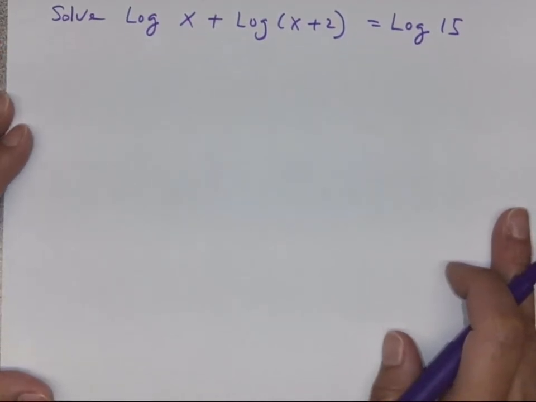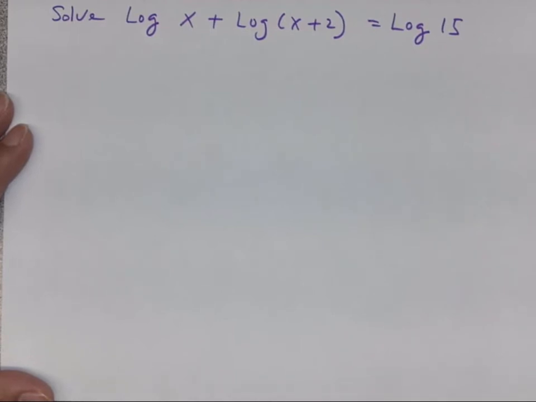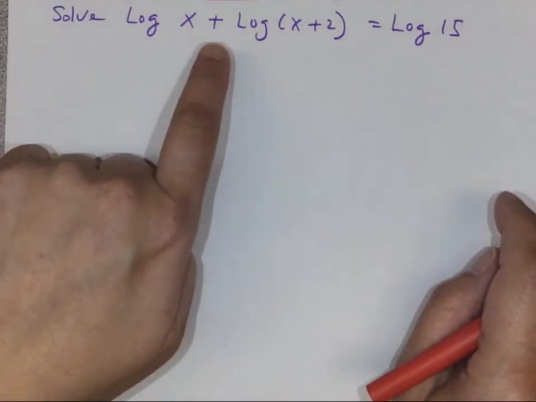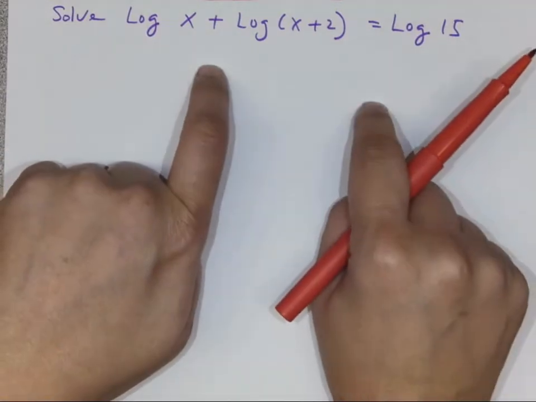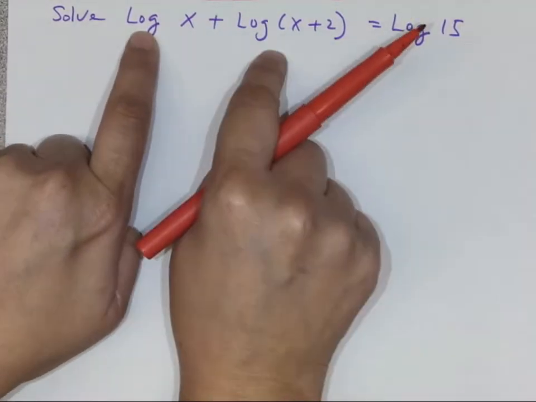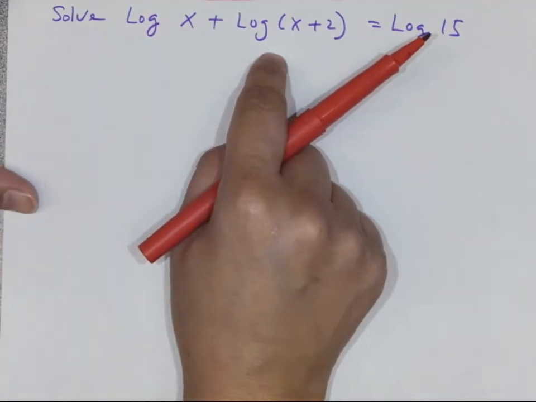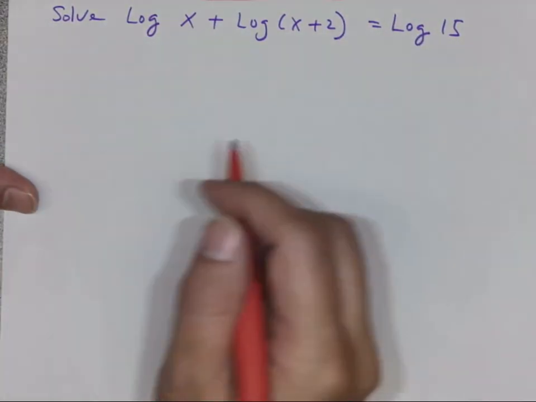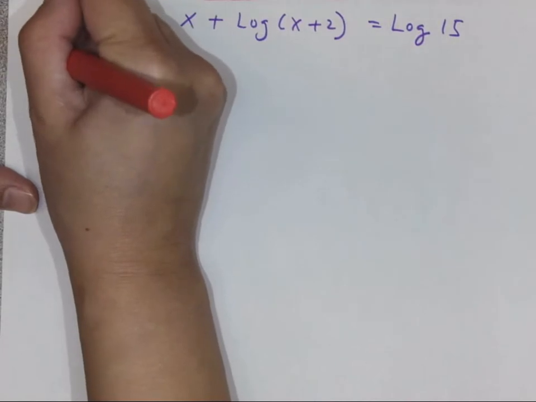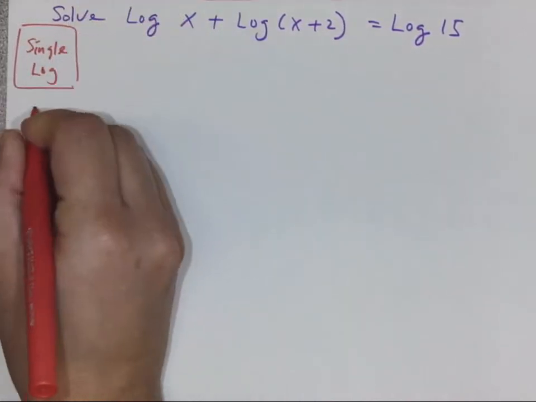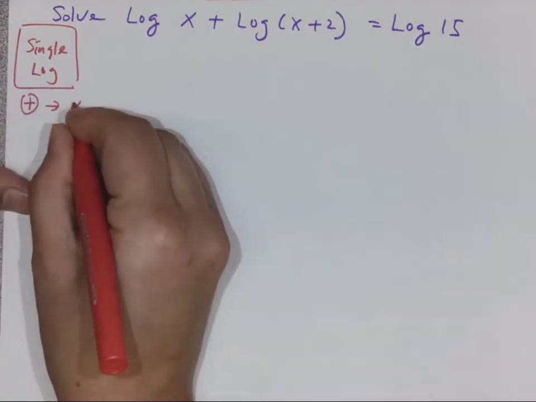What should I do? Can I cancel all the logs? No. Why not? Because in order for me to cancel, it has to be one term on each side with the same base of log, right? I don't have one term on this side. I have two terms. So what is the first thing that I need to do? Combine them as a single log. How do I do that? Addition becomes multiplication. You have addition, you need to turn it into multiplication.